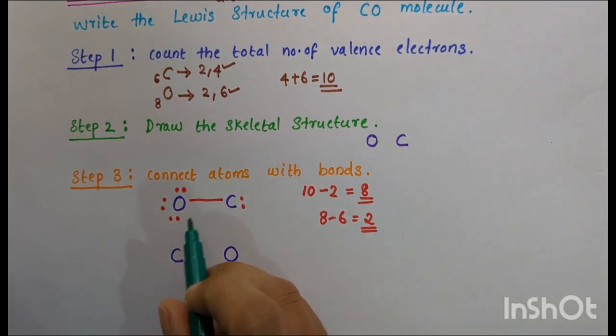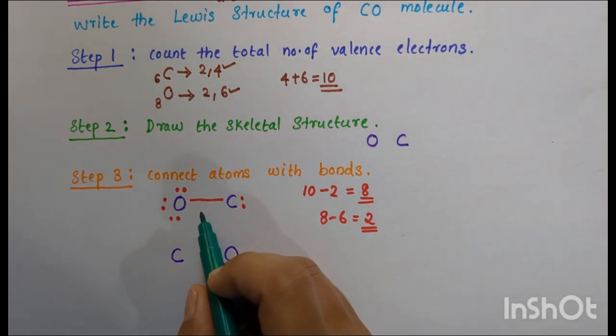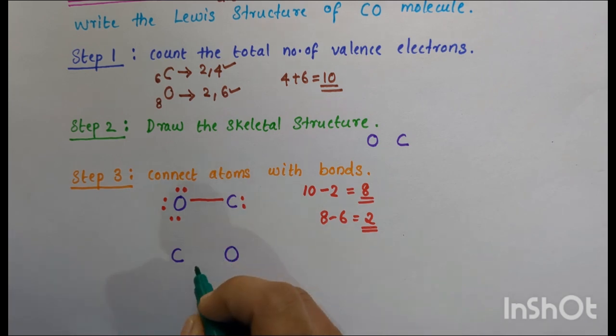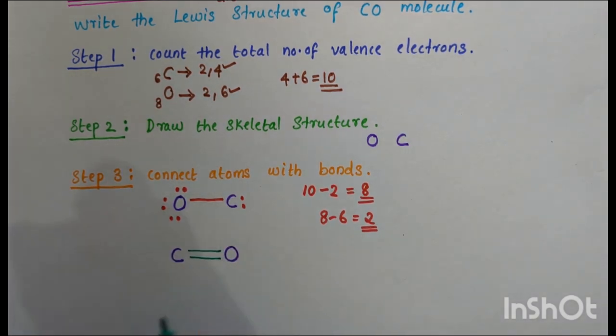Now you see, I have just written this C here and O here. No problem, only 2 atoms are there. The single bond is not enough to satisfy the octet rule for these 2 atoms. So we are going to try the double bond. I am just drawing a double bond between carbon and oxygen.